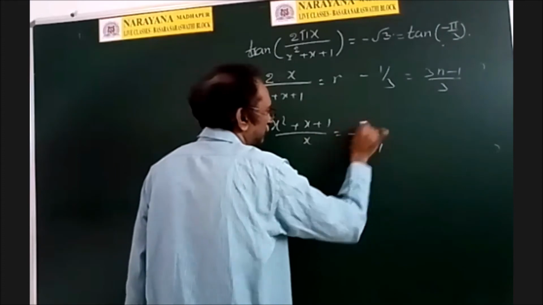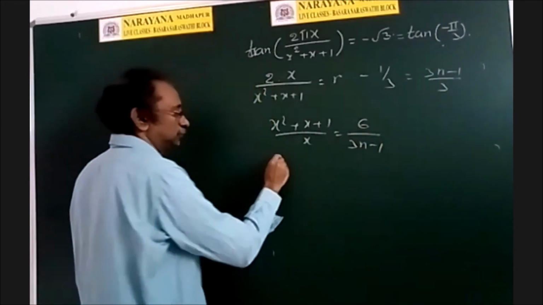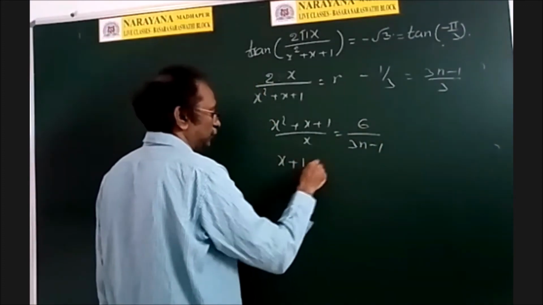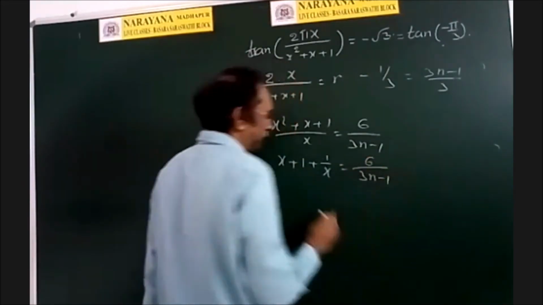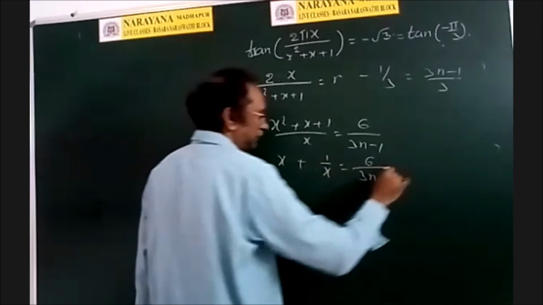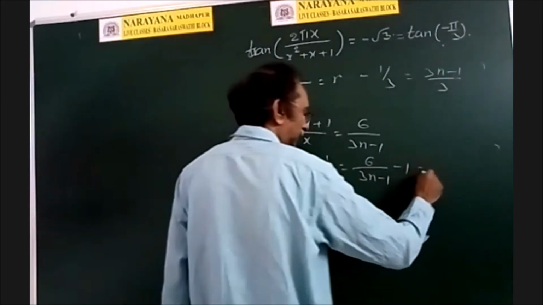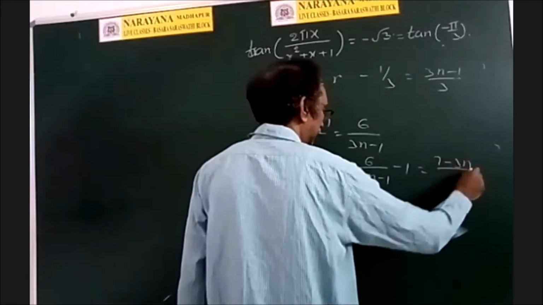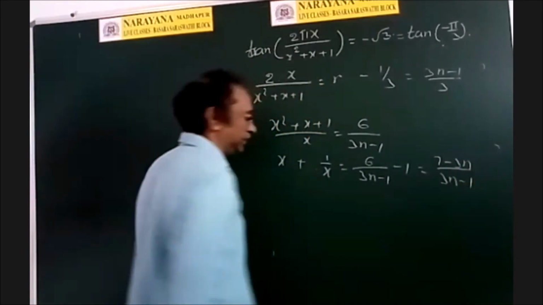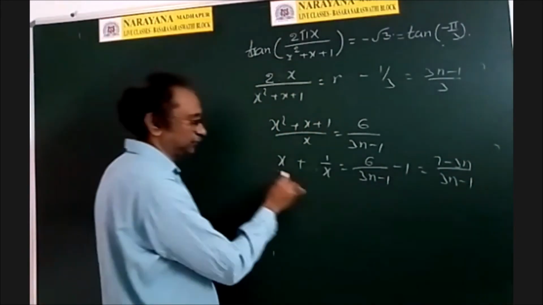And you can cross multiply that. So this is x square by x plus 1 by x is 6 by 3n minus 1. You can write this plus 1 here. Therefore, you will get 6 plus 1, 7 minus 3n by 3n minus 1. See here, x plus 1 by x is there.